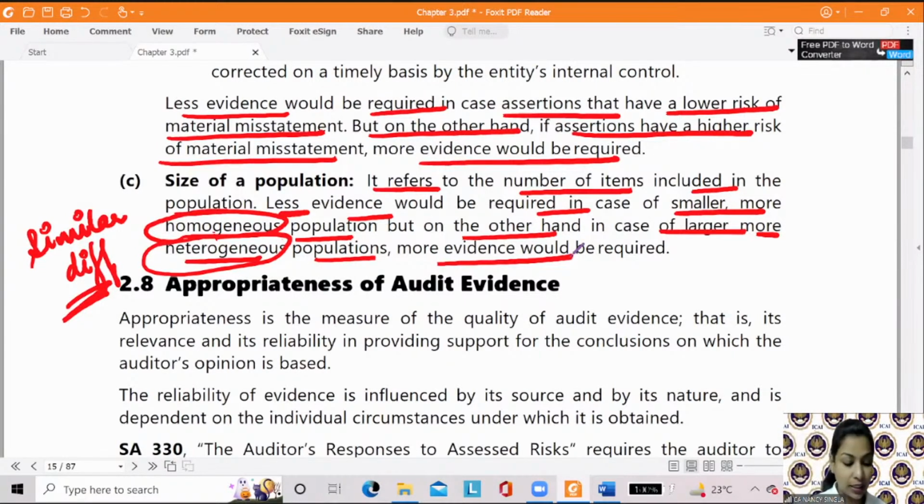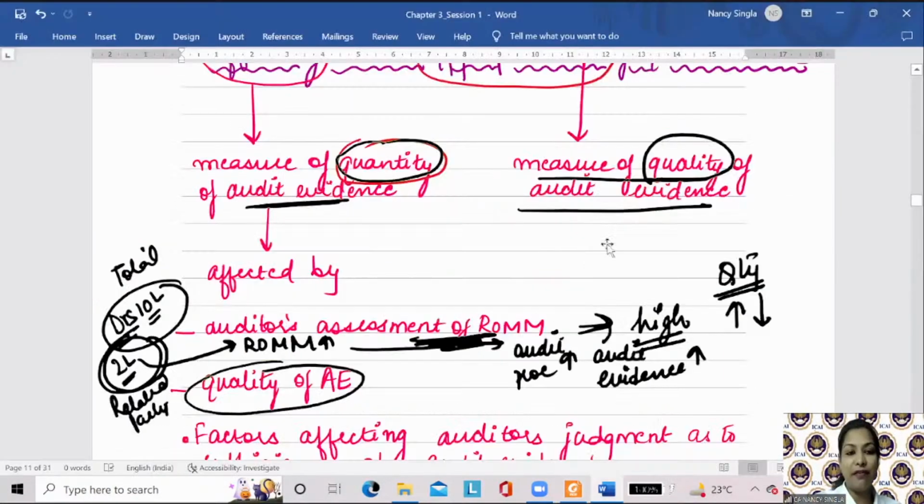So I hope it is clear now. Is it clear? So we have done what? Sufficiency of audit evidence. What is sufficiency? It is quantity. It is a matter of what? Auditor's professional judgment, which is affected by 3 factors: materiality, risk of material misstatement, and size and characteristics of the population.